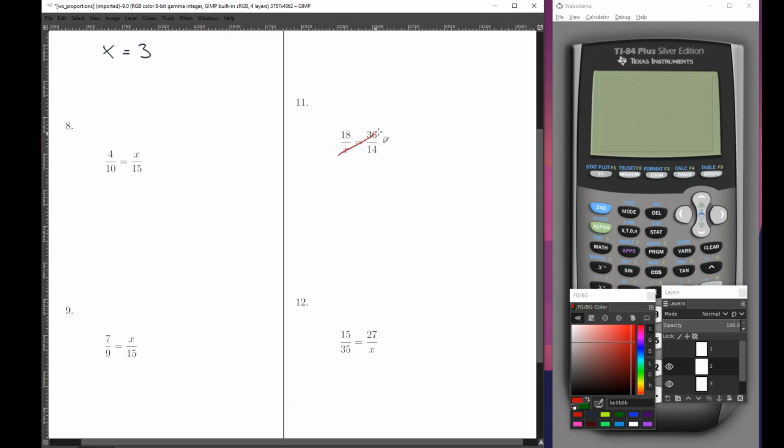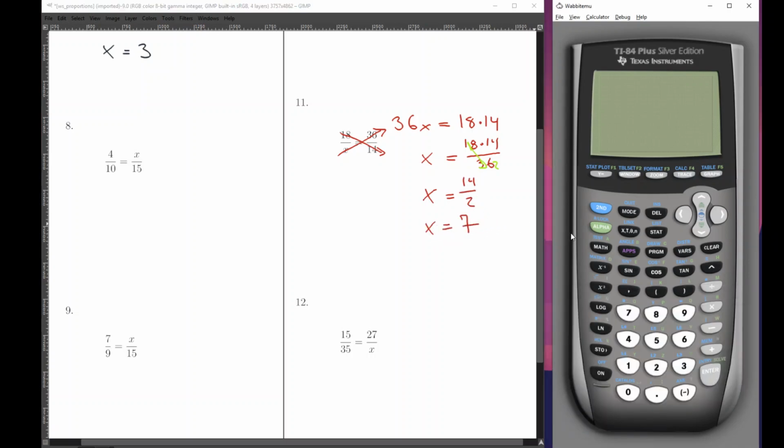So for something like 11 here, 36x is equal to 18 times 14. And x is, now here's where we could kind of be clever. We could say 18 times 14 divided by 36. Well, 18 goes into 36 twice. This is really 14 over 2, so this is 7. But, I mean, why should we be clever when we have a calculator, 18 times 14 divided by 36, 7.